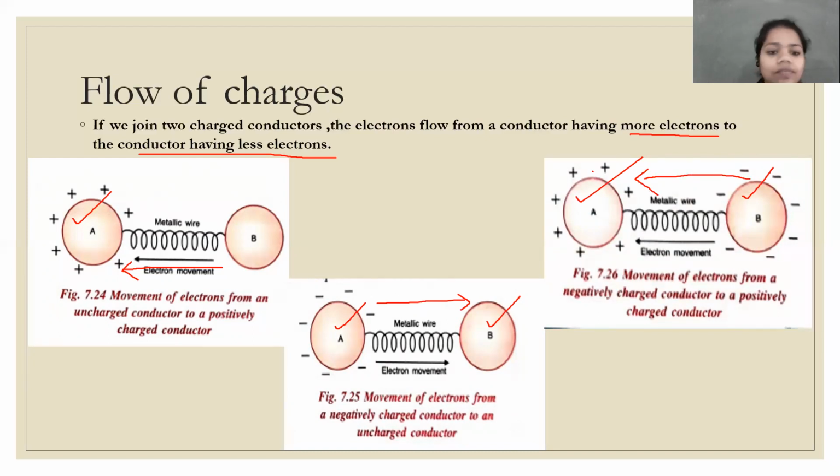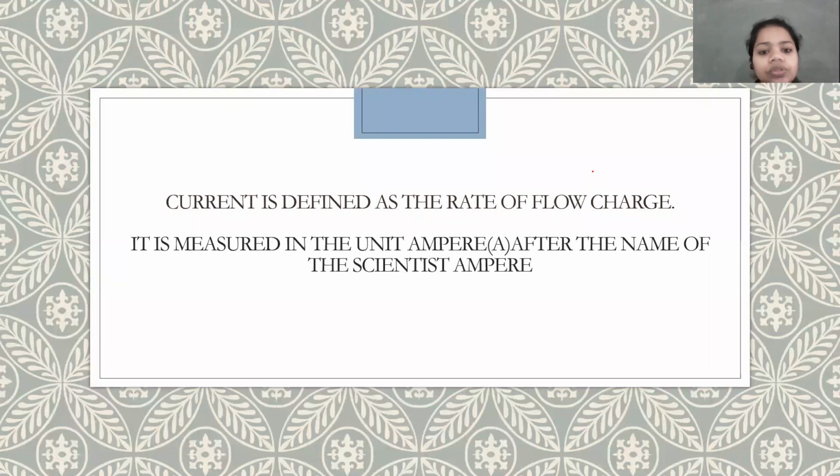Now, based on this, let us give a definition to current. What is current? Current can be defined as the rate of flow of charge, or how much charge passes in a particular time period, say 1 second. So current is the rate of flow of charge. It is measured in the unit ampere. The symbol is A, after the name of the scientist, Ampere.